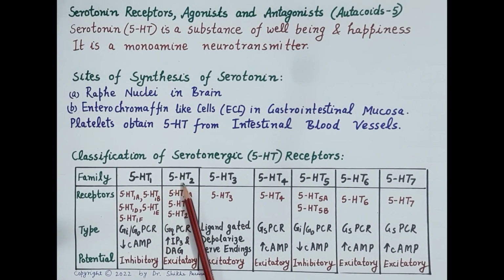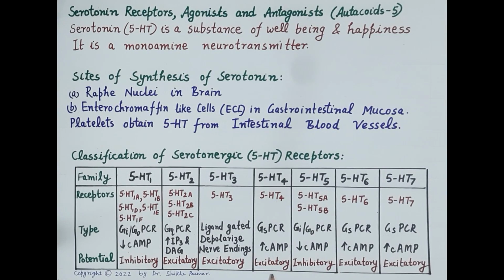5-HT2 receptors are Gq protein coupled receptors. These are the stimulatory receptors, and coupling of serotonin to these receptors causes increase in the intracellular concentration of inositol triphosphate and diacylglycerol, which in turn produces excitatory responses. 5-HT4 receptors are also G-stimulatory protein coupled receptors. Coupling of serotonin to these receptors produces increase in the intracellular concentration of cyclic AMP, which further produces excitatory responses.